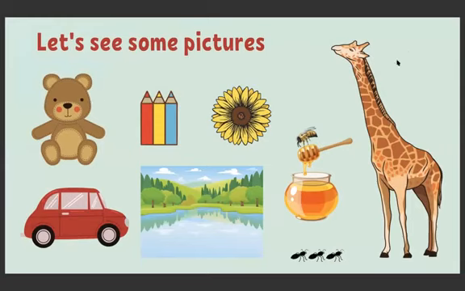These all pictures are nouns. You can name them. This is a toy. You can write in the chat box. Pencils, flower, sunflower, giraffe, honeybees sitting here, see. And this honey jar. Beautiful scenery is here. And one car is also here. And three ants are here. Okay.